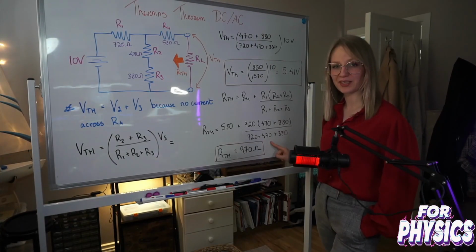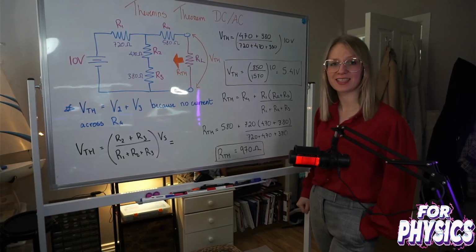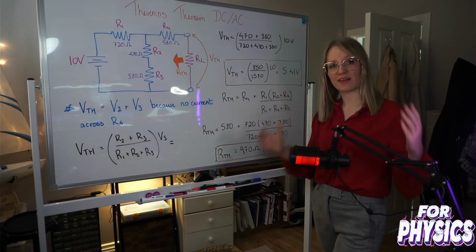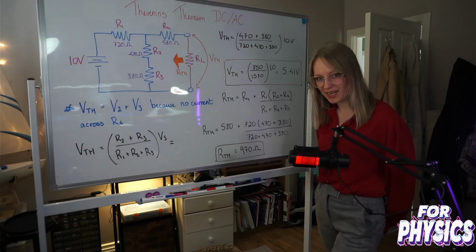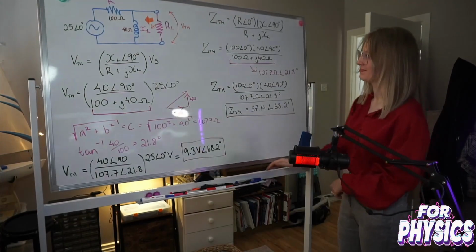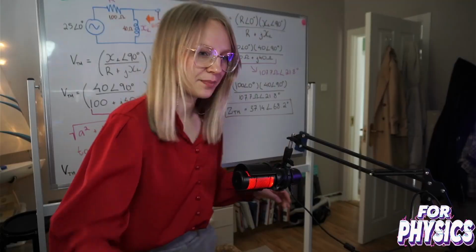Sub in your numbers, and the answer that you get is 970 ohms as the Thevenin resistance. DC does tend to be nice. Here we go with AC. Don't get too scared. Some coffee.